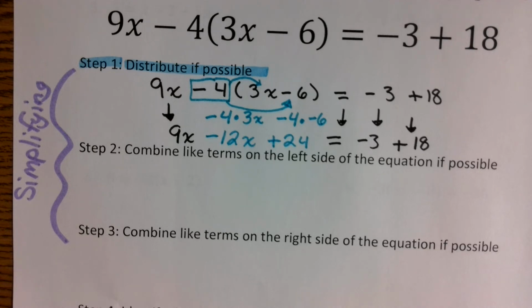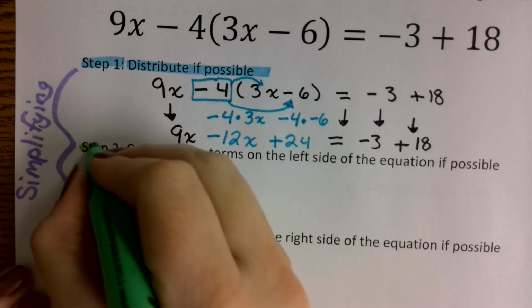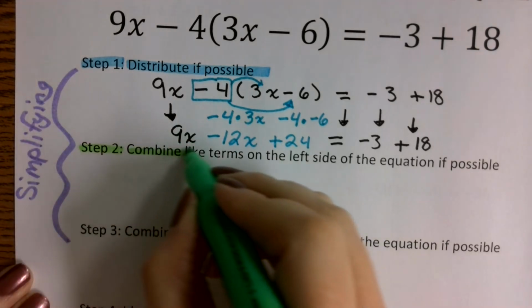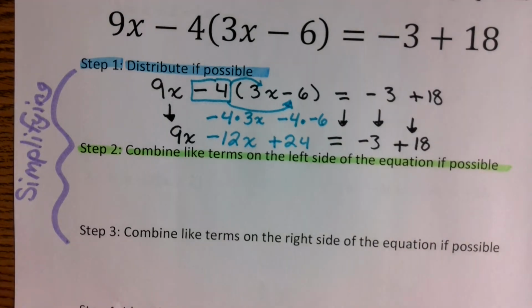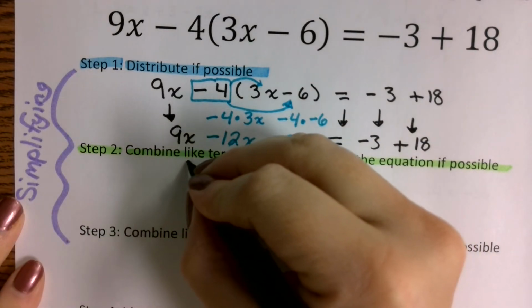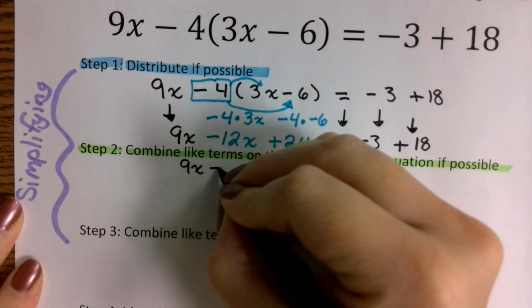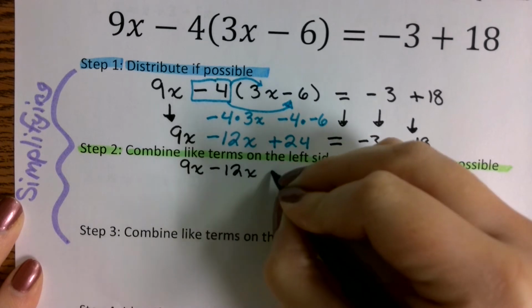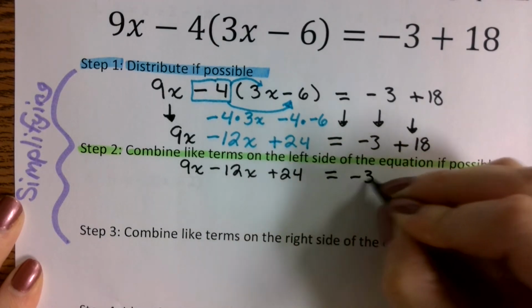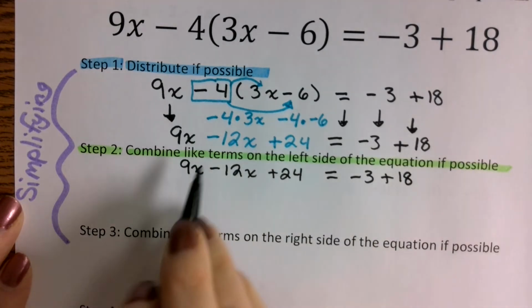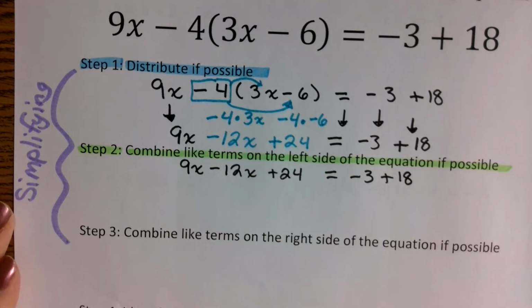Now, when we look at step 2, we're going to focus on combining any like terms that we can on the left side of the equation. So we're just going to focus on the left side of the equation first. So I've got 9x minus the 12x plus 24 is equal to negative 3 plus 18. That's what I got when I did my distribution.